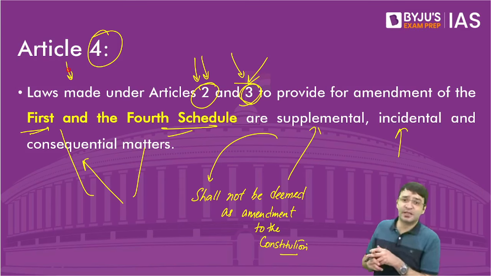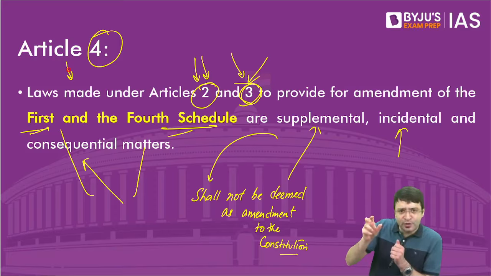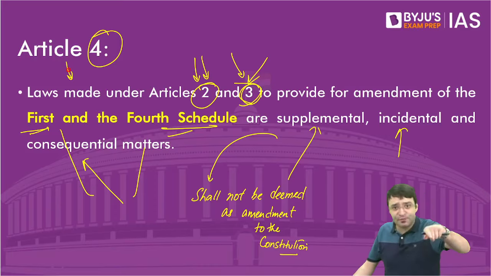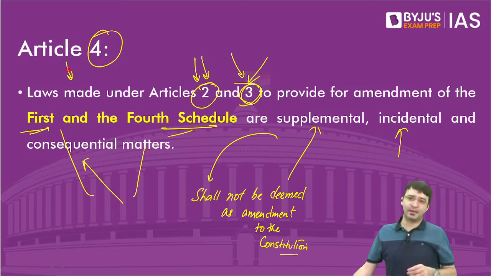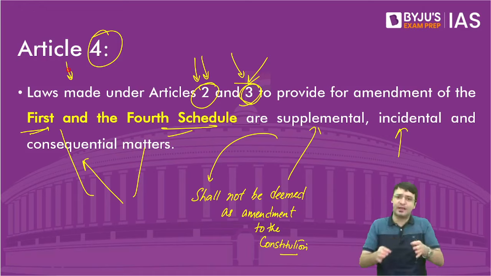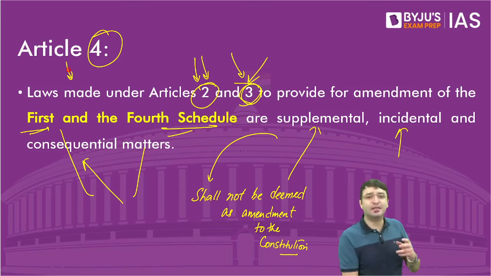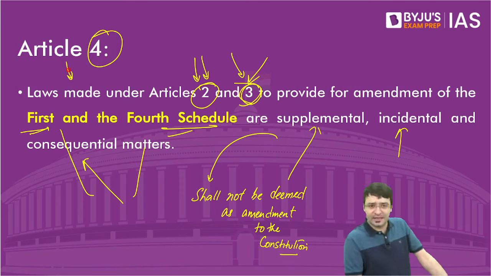But if you want to change, alter, modify or amend Schedule 4 of the Constitution in isolation, in the sense without Article 2 or Article 3, if you're not dividing a state, bifurcating a state, or merging a state, then you need ratification by more than half of the states. You need a constitutional amendment. But if Parliament passes a law under Article 2 and 3, there will be changes to Schedule 4, but these changes are incidental and consequential matters, and these cannot be deemed as an amendment to the Constitution. Clear?